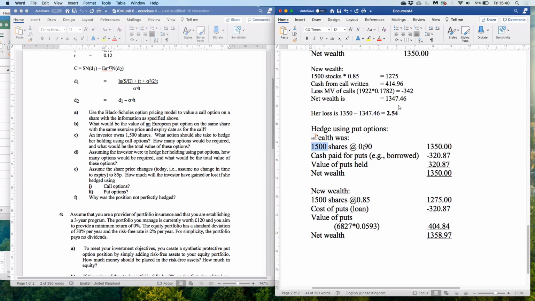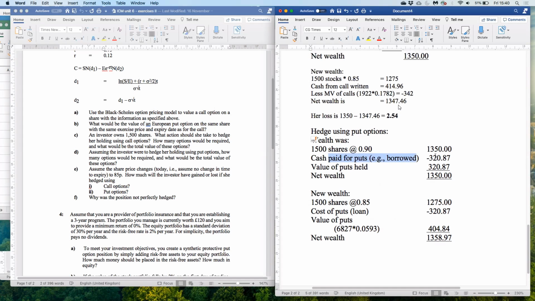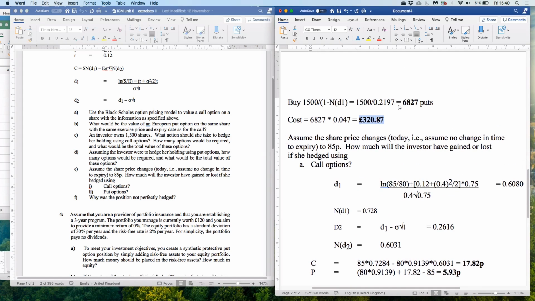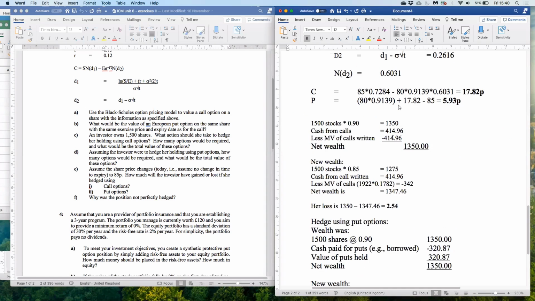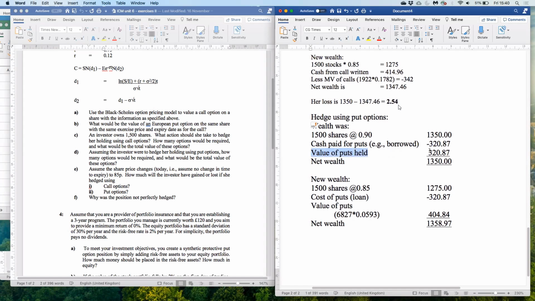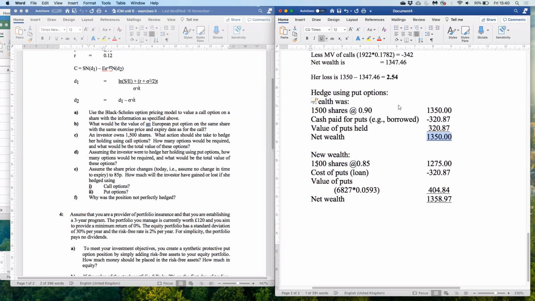1,500 shares multiplied by the stock price of 90 pence, or 0.90, is 1,350. So the cash value for the puts, minus 320. And the value of puts held equals the cash paid for the puts. So the net worth is still the same, 1,350 pounds.